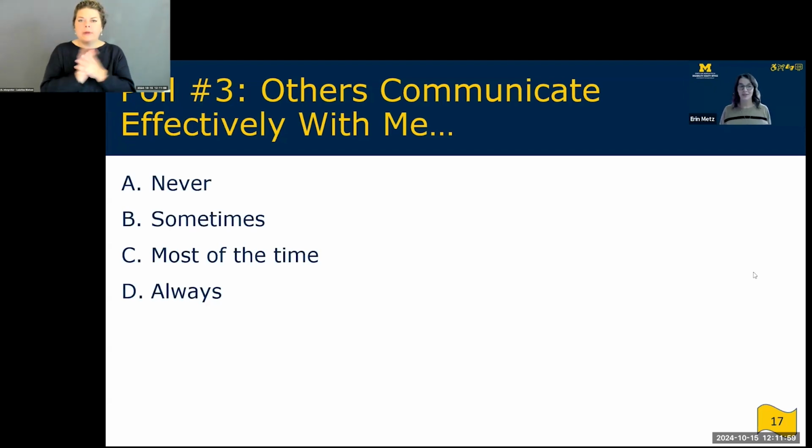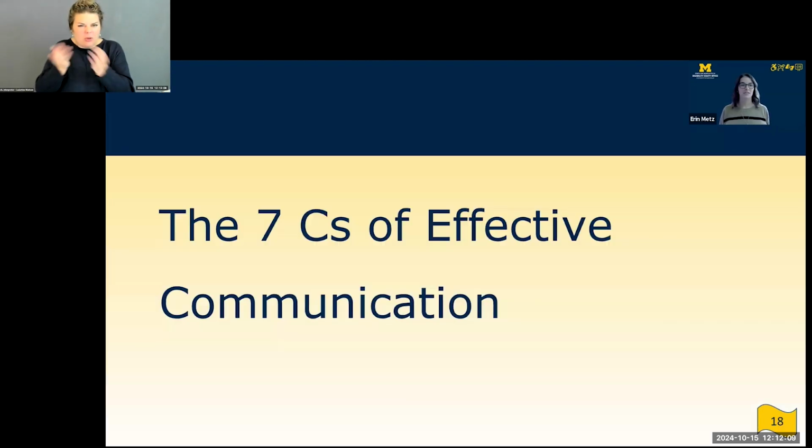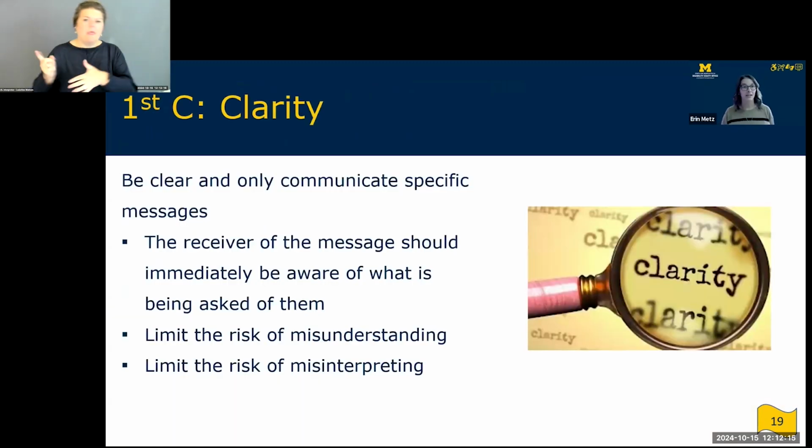Okay, so we don't have any nevers or always, but we have a lot of sometimes and a lot of most of the time. So let's see what we can do to maybe bump those numbers up a bit when we talk about the 7 C's of effective communication. So the first C is clarity.